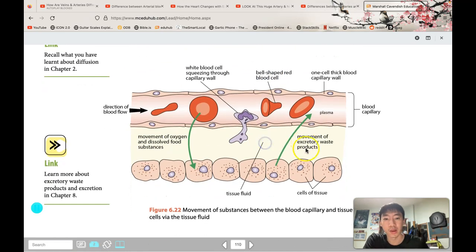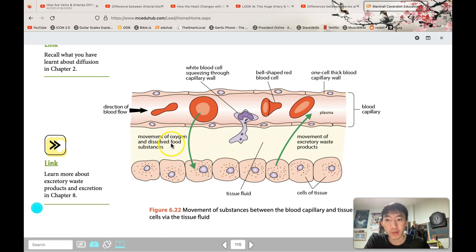So here we can see the blood capillary and a bunch of cells which are called the tissue. The red blood cell binds to oxygen using its hemoglobin, and when it's near cells or tissue that is very low in oxygen content, there will be a very steep concentration gradient of oxygen in the capillaries versus in the tissue fluid. Therefore, oxygen will diffuse out of the red blood cells and into the tissue fluid, and eventually it will make its way into the cell.